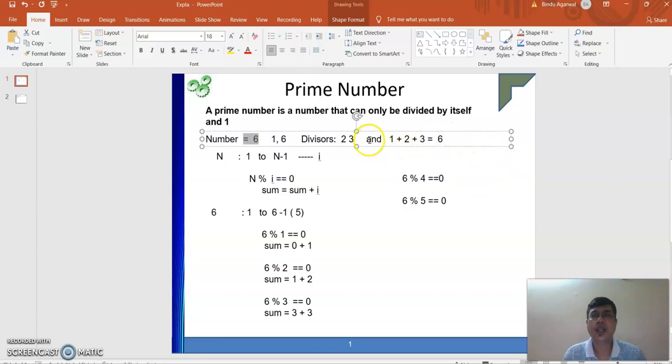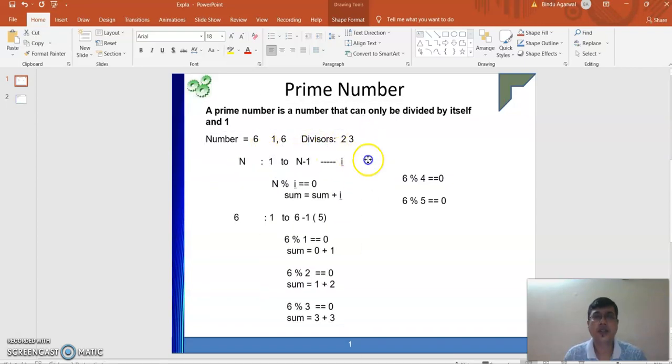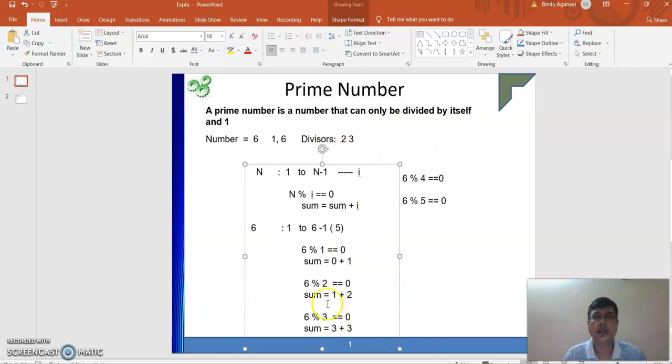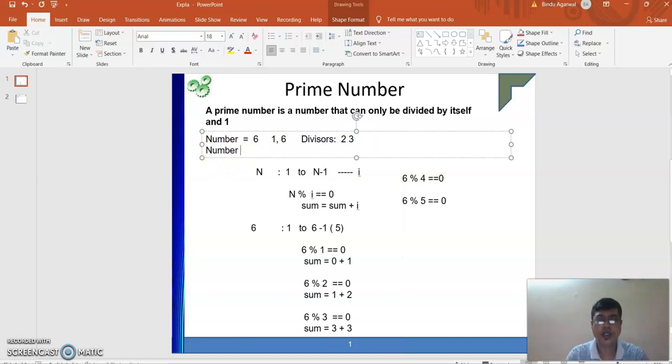Okay, so let us consider another number. Say the number is 7. It will be a prime number if it is only divisible by 1 and 7. Let us consider the numbers between 1 and 7, which are 2, 3, 4, 5, 6, and check whether any of them divides 7 or not.